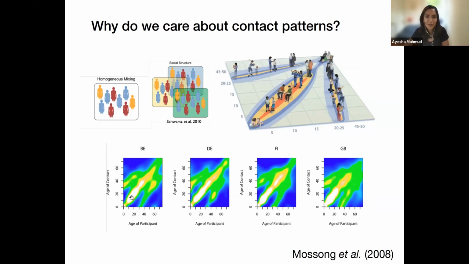Is that helpful? Okay. So we see this very clear diagonal pattern where people generally tend to mix with people in their own ages. And then we see some of these off diagonal trends where we see parents mixing with children, we see grandparents mixing with grandchildren, and so this pattern actually has been seen in many countries now.